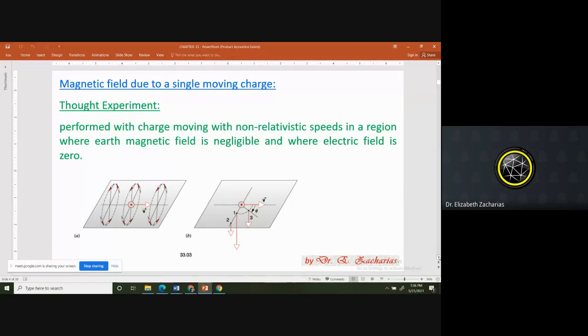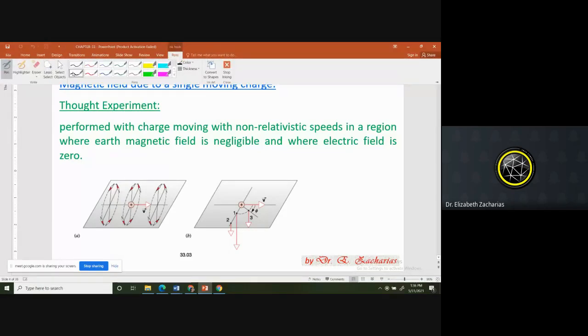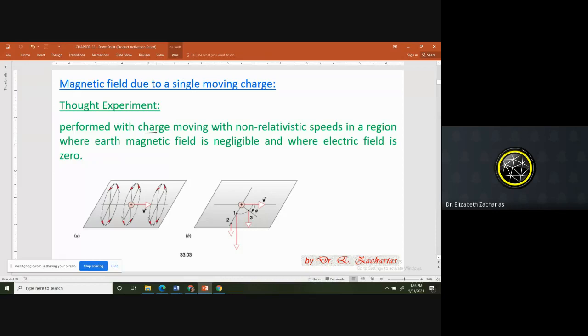So the first condition is that this thought experiment is going to be done in a place where there is a charge, and the charge is going to move with non-relativistic speed. Non-relativistic speed means the speed of the charge is much less than the speed of light. You need this condition because at relativistic speeds, mass is not a constant, mass will change. We don't want that complication. So we take a velocity much less than the speed of light. And then you conduct this experiment in a region of Earth where the Earth's magnetic field is negligible.